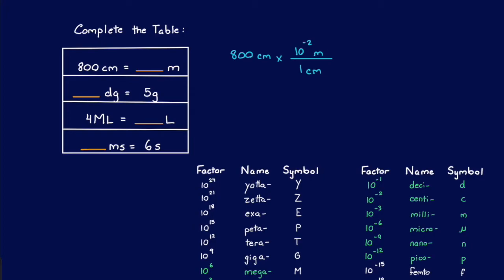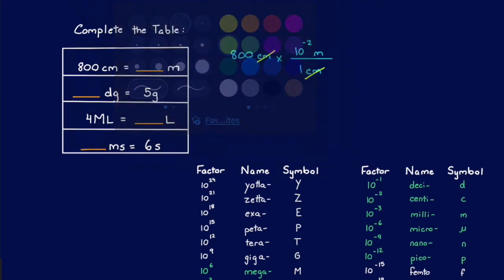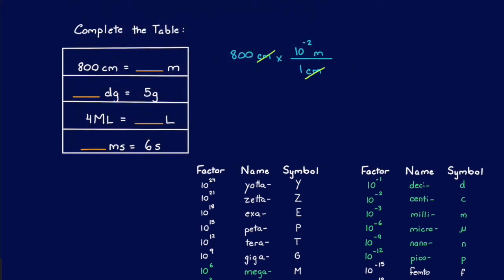Now we've successfully canceled out centimeters, and all we have to do is complete the multiplication. If we pull out the trusty calculator, it would be 10 to the negative second, so we're going to have to divide by 10 to the second, and that'll be 8 meters, and there you go. That'll be your final answer for that one. As you can see, the conversion holds true. 800 centimeters would be 8 meters, and the conversion is 100, so per every 100 centimeters, you're going to have 1 meter.